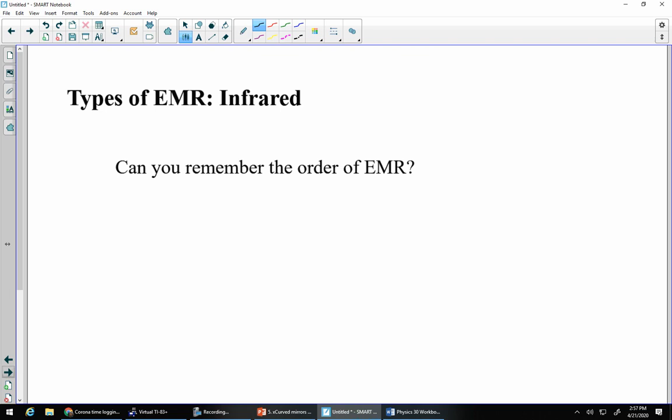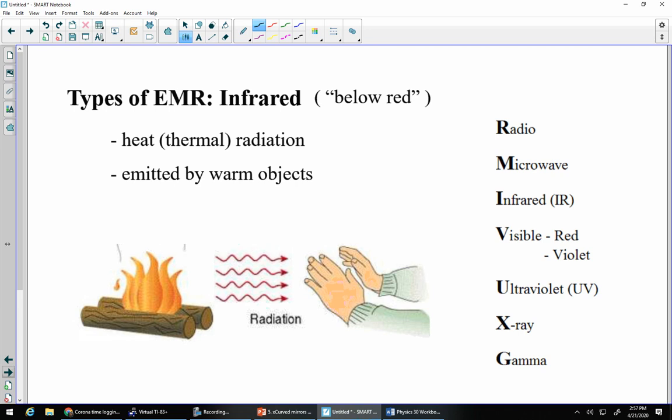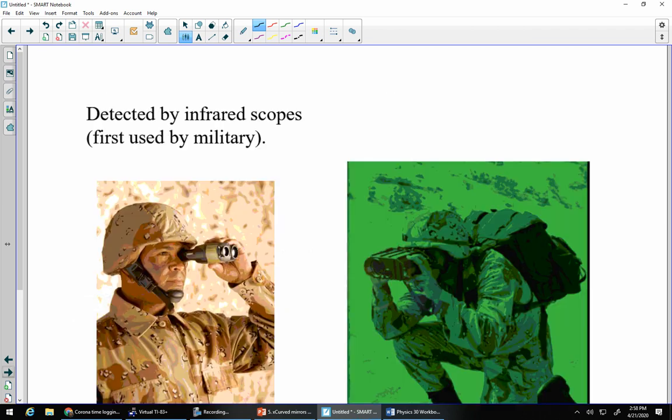Alrighty, last little piece here is, do you remember the order of EMR? Raging Martians invade Venus using X-ray guns? Cool. Today we talk very briefly about infrared. So infrared is heat. Heat is in quotation marks, that you feel coming off a fire or coming from the sunshine or coming off a hot element or even coming off a person.